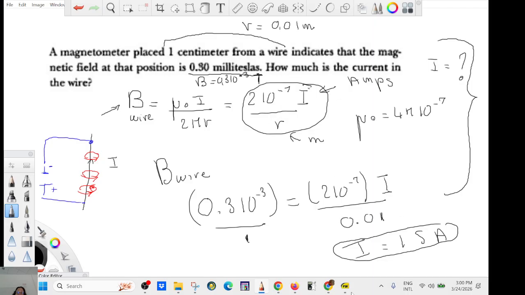When would we use the other one? You can use it. I'm just giving you the shortcut. Because mu 0 over 4 pi is 10 to the negative 7, it simplifies into this, but you can use that equation instead.